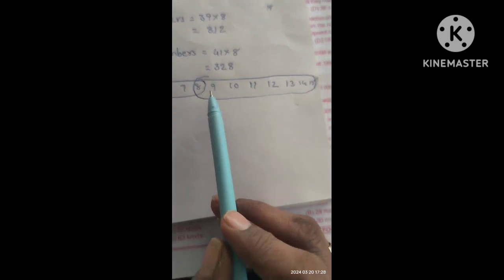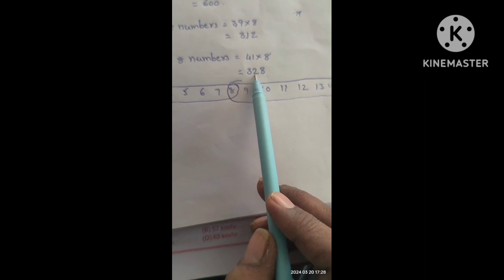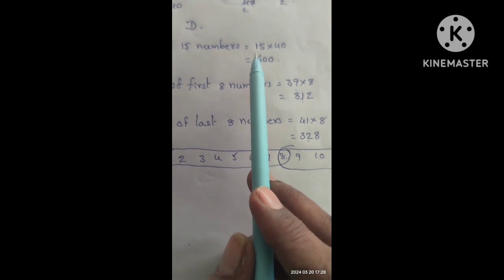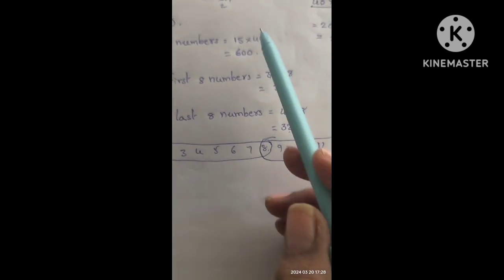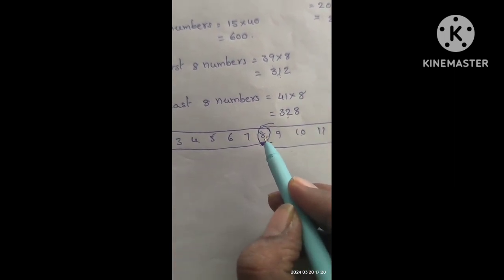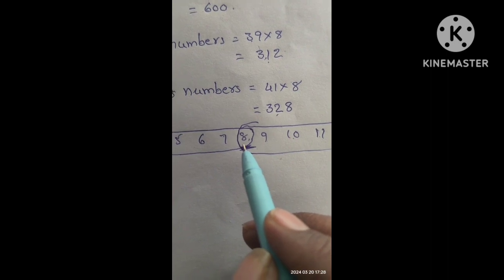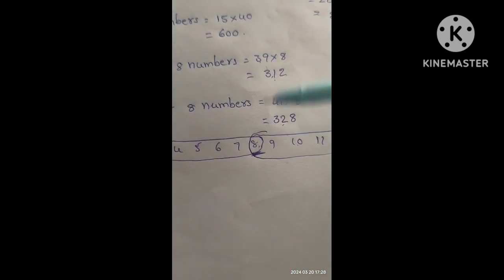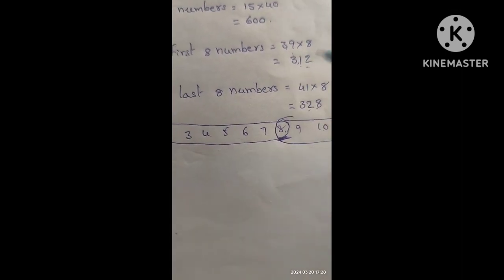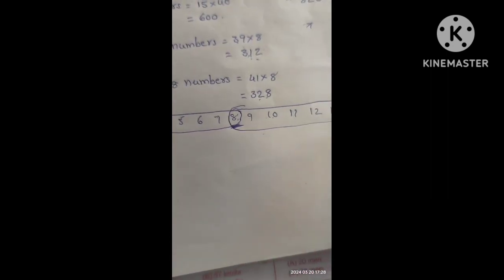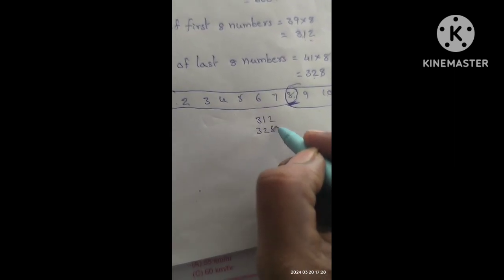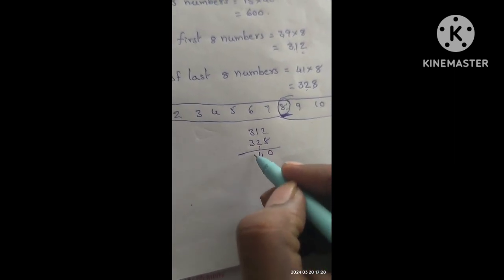Okay, so sum of these all numbers is 328 and sum of these all numbers is 312. But you know that sum of all the numbers is 600. But you can notice that here the 8th number is calculated 2 times. So if you take sum of these 2, first 8 numbers and last 8 numbers, their total is 312 plus 328. It is 640.